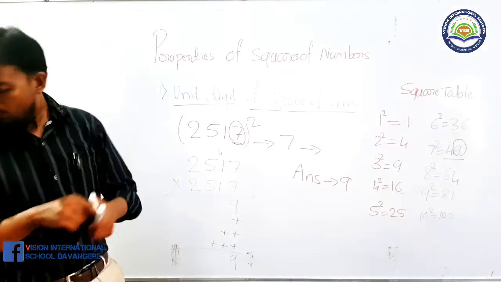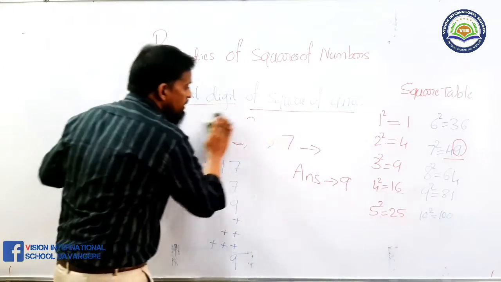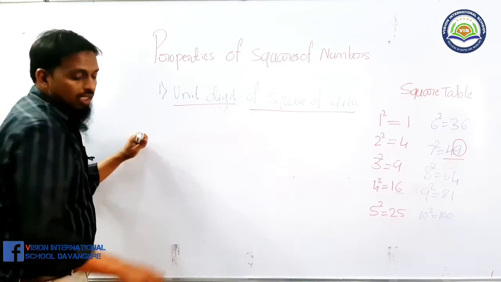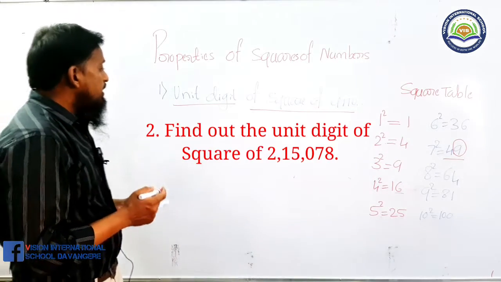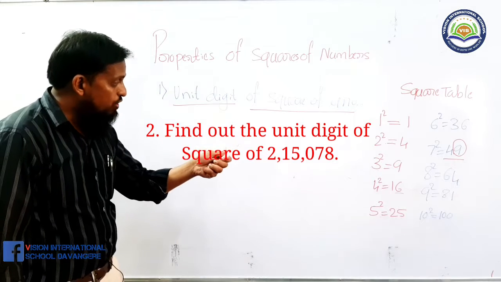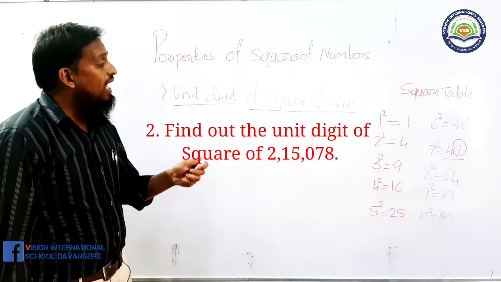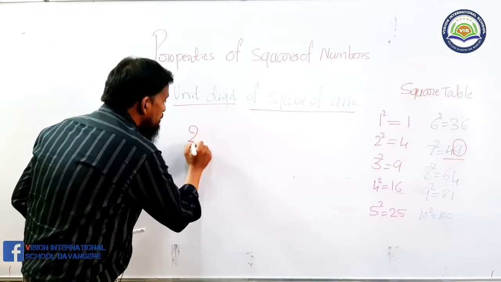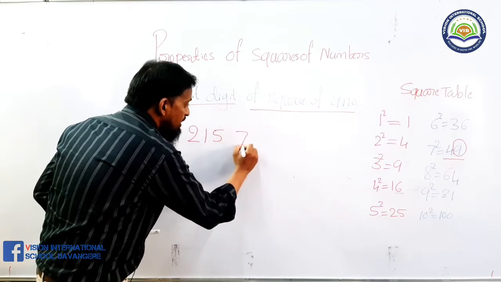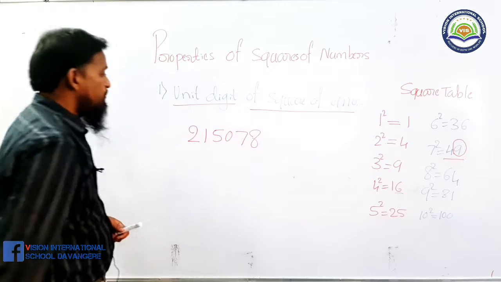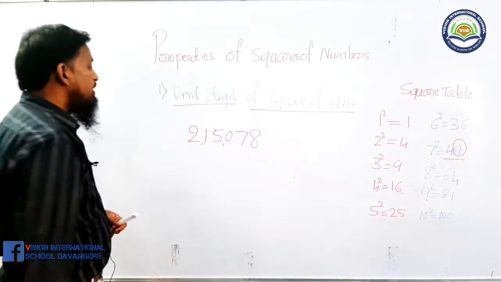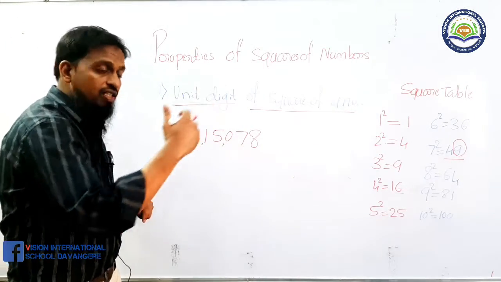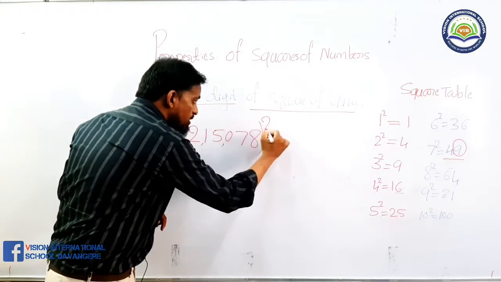Now take one more problem quickly. See, when I am solving the problem, along with me you need to solve the problems. This is the last example that I am giving to you. Take one more problem. Find out the unit digit of the square of 2,15,078. What they are asking is the unit digit, meaning the last digit of the square of this number.